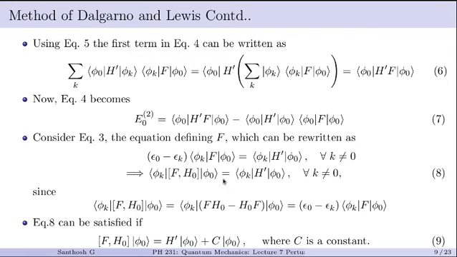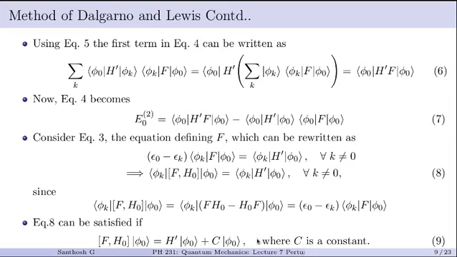and this is true for all k not equal to 0. Now the solution to equation 8 can be written in the following form, that is the commutator of f with h0 acting on phi 0, that is this term over here, can be written as h dash acting on phi 0 plus a constant c times phi 0.